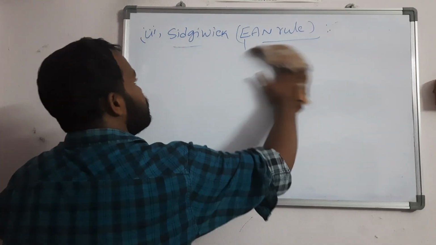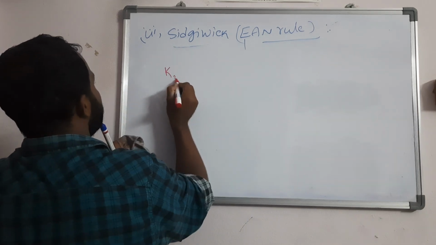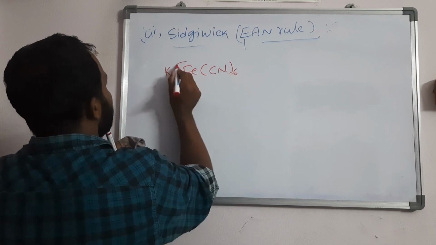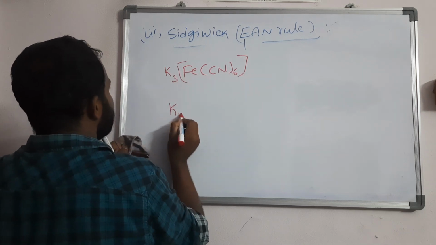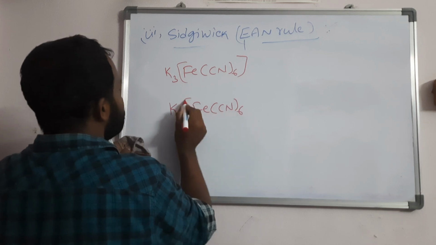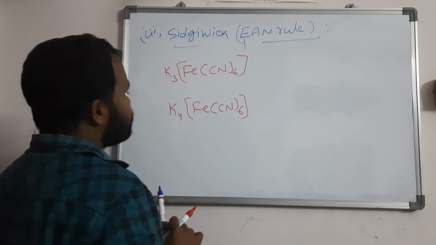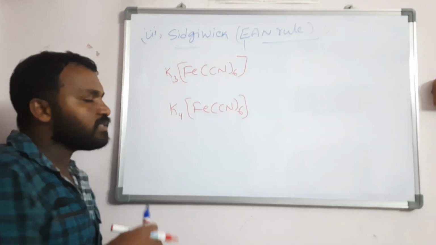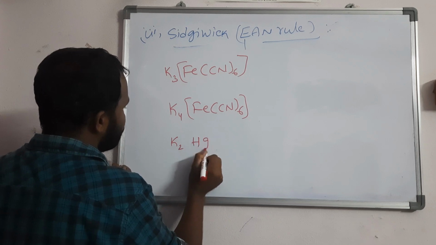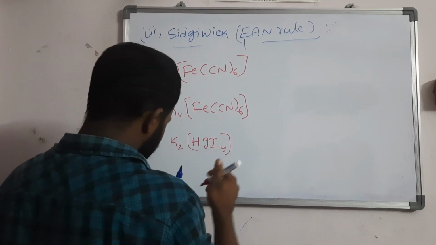K3Fe(CN)6 and K4Fe(CN)6. These are the two examples, and the question is which of the following obeys the EAN rule. If you like, you can also take K2HgI4. We can also take this one, whatever it is.